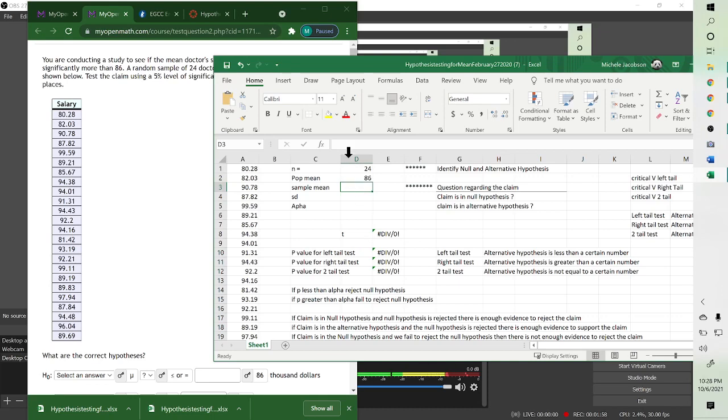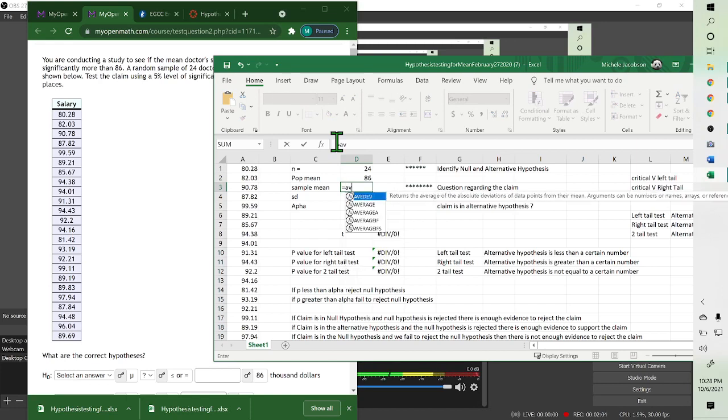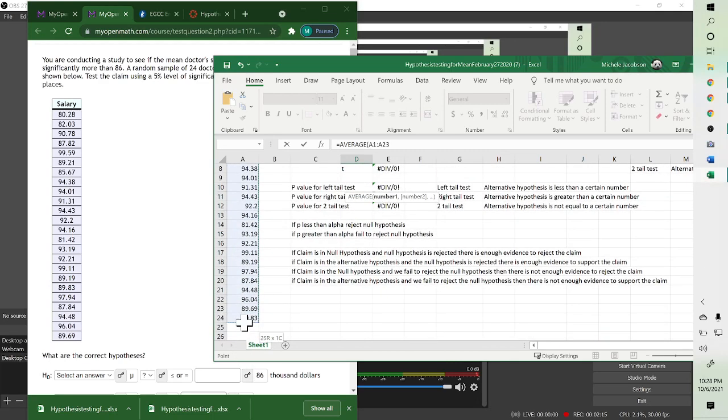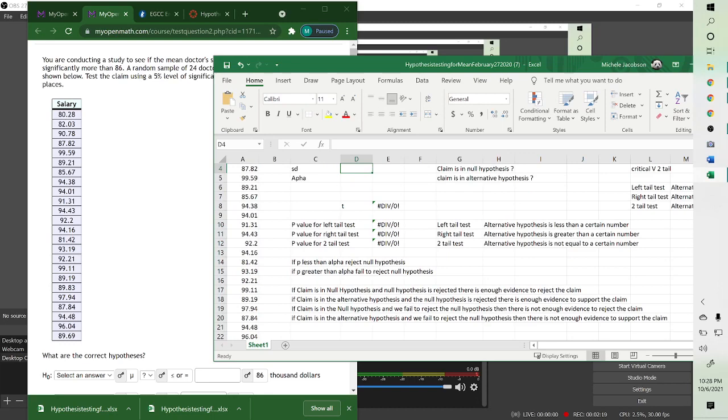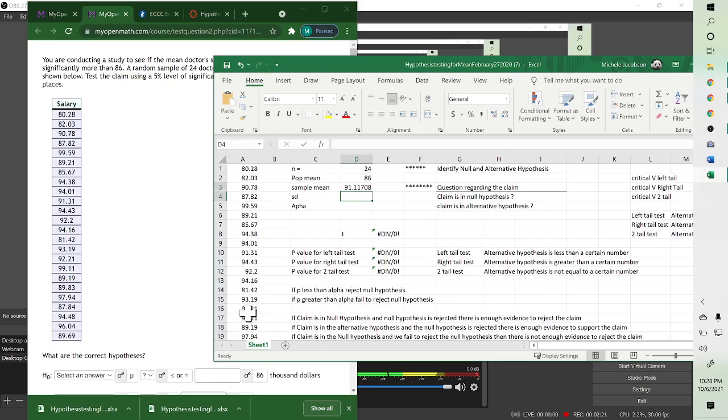Click where you need it, and then type equal to, and start to type average, because mean is the same as average. Notice this is the second one. Double click it, and then you highlight your data. And hit enter. And then it shows your mean.